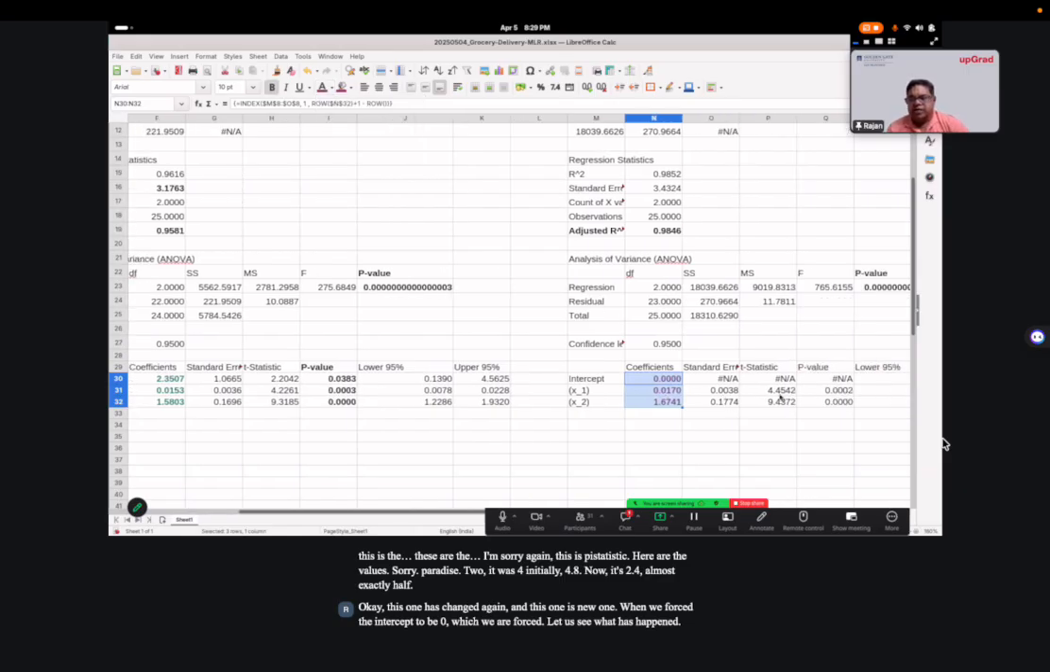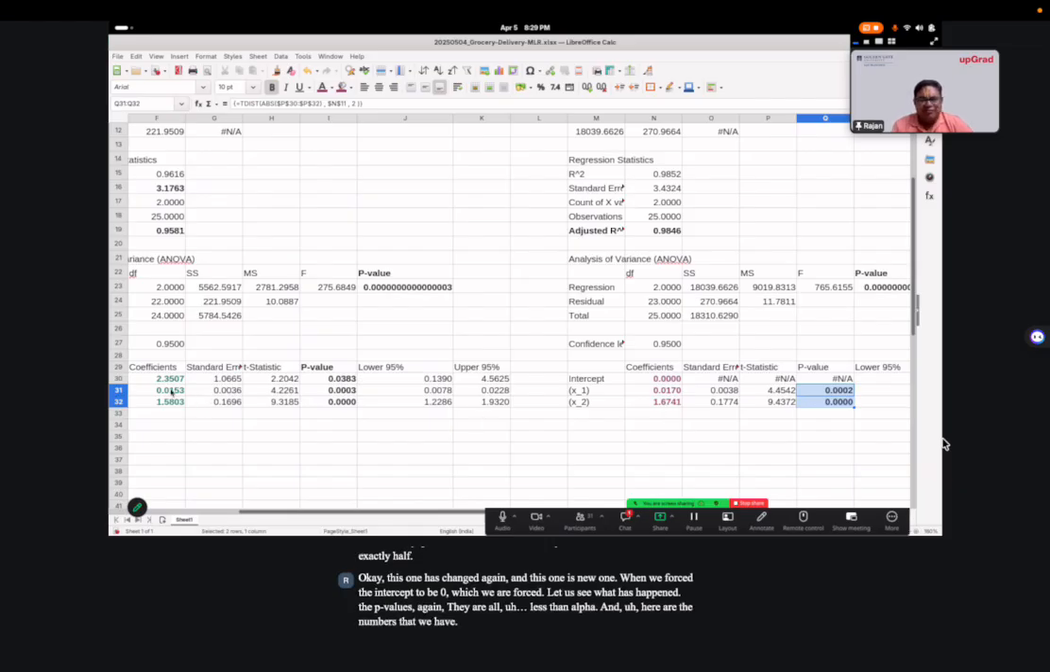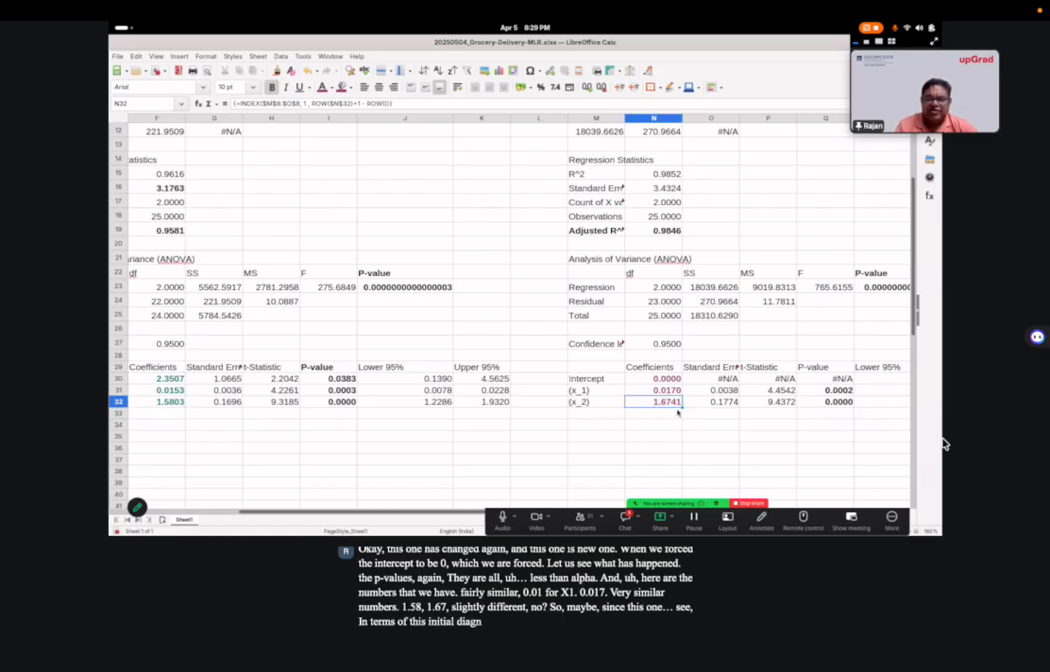The p-values again are all less than alpha. And here are the numbers that we have. Fairly similar: 0.01 for x1, 0.017, very similar numbers, 1.58, 1.67, slightly different. In terms of initial diagnostics, both models look great. But since the second model has a slightly better R-squared value, we would be tempted to use this model.